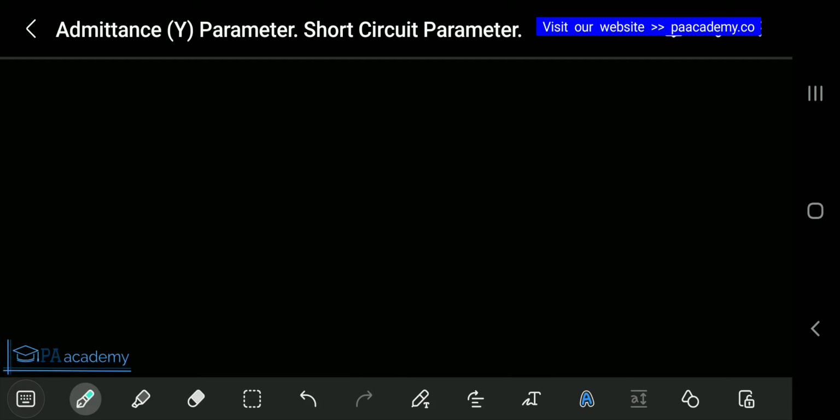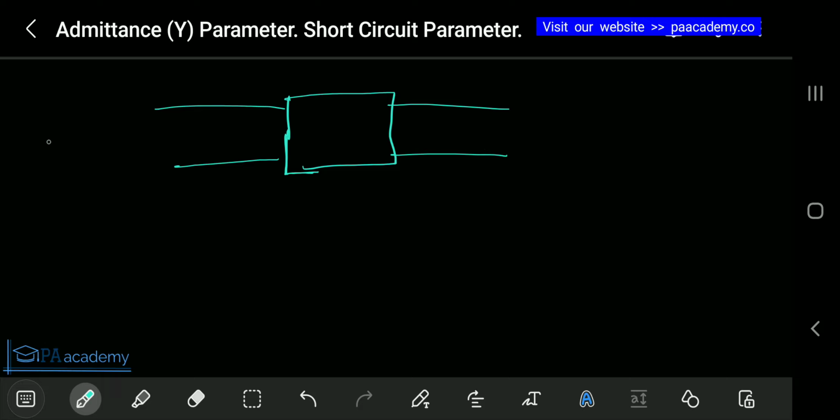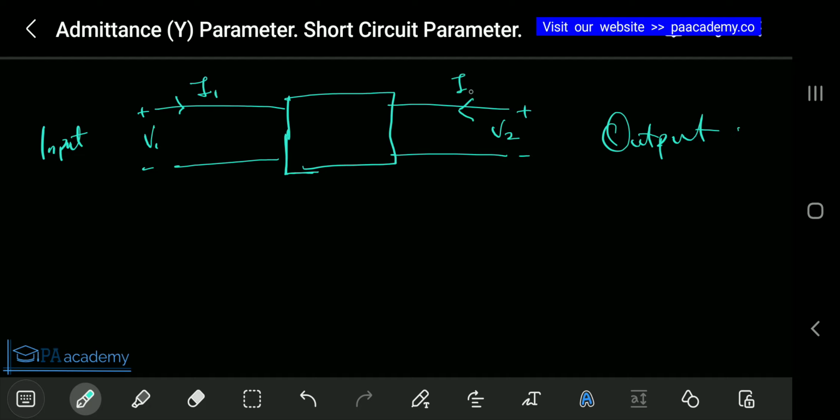Just like we had it when we were looking at the Z parameter, let's illustrate the two ports. The side on the left is the input and the other side is the output. This is the current I1 and this is our V1. Then don't forget the polarity, plus minus. This is V2, and then we have this to be our I2.